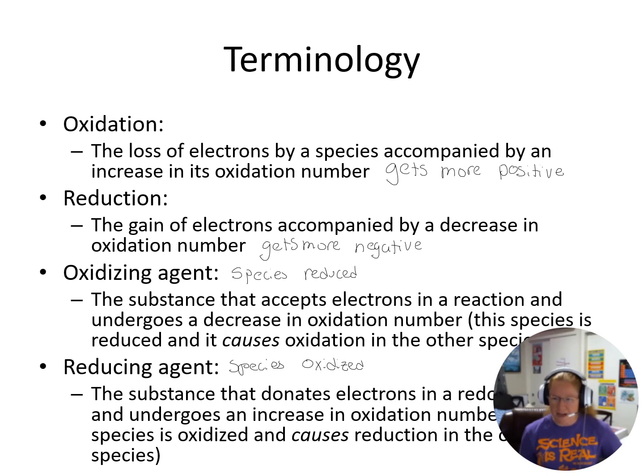Now, for a redox reaction, you cannot have one without the other. If something is oxidized, something must be reduced. If something is reduced, something must be oxidized. The electrons have to come from somewhere, and the electrons have to go somewhere. They don't just disappear into the ether.